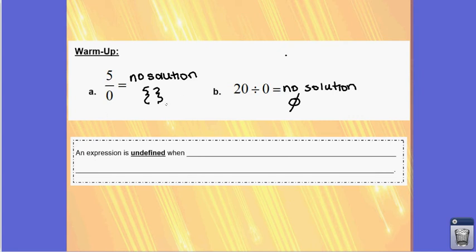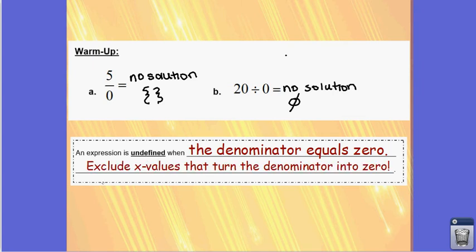Both of these examples are undefined expressions. An expression is undefined when the denominator equals 0. This is a special name we give to any fraction when its denominator simplifies to be 0. It specifically refers to the fractions with a denominator of 0 because we cannot divide by 0. So going forward with today's lesson, we plan to exclude x values that will turn the denominator into 0.